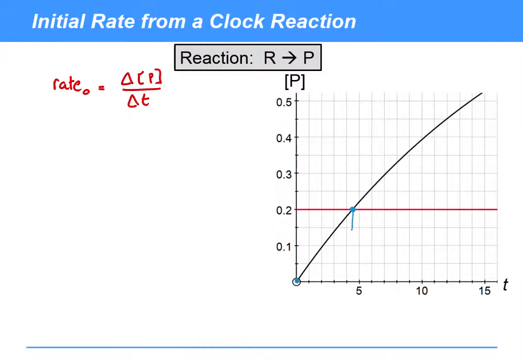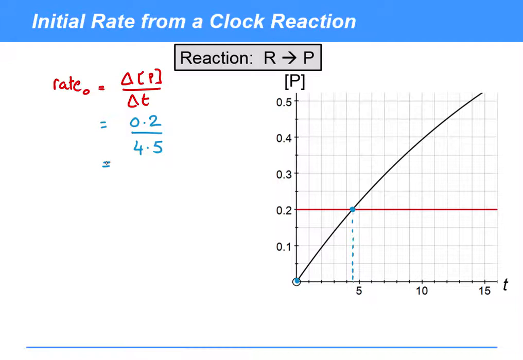So what's the change in concentration during that time? Well, change in concentration of product has just gone from 0 to 0.2, so it's changed to 0.2. And the change in time, if we draw it down like this, it's around about 4.5 seconds.